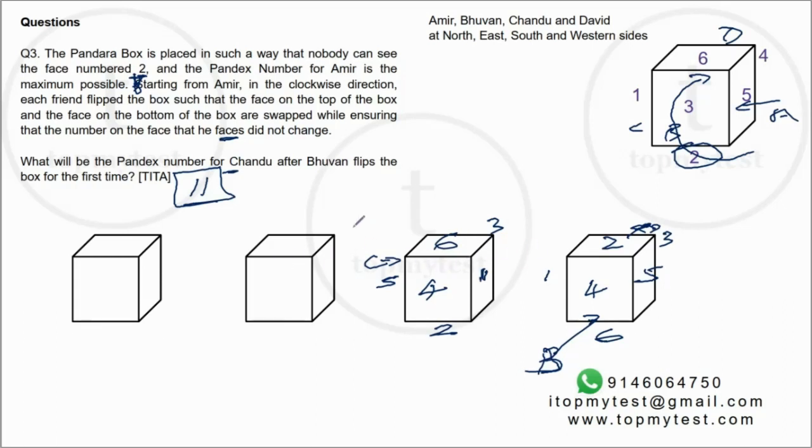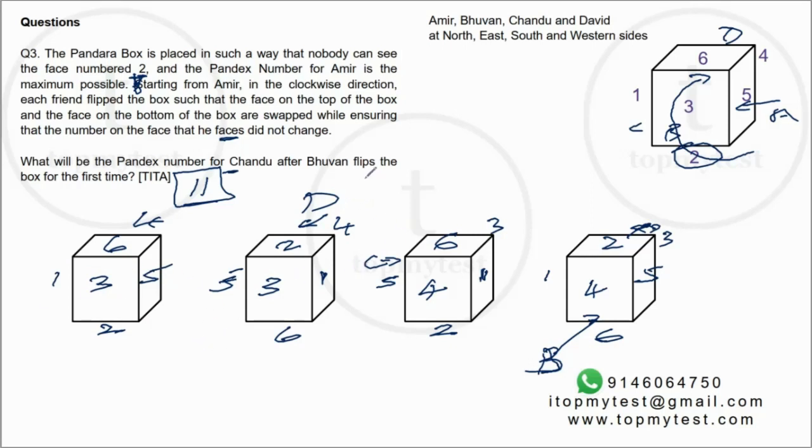Chandu will flip next. So when Chandu flips, 5 and 1 will be in the same place. But 4, 3 and 6, 2 will interchange positions. So 2 will come on top, 6 will come on bottom, 3 will come to front, and 4 will go to the back, right? This is the cube that David has to work with. Now when David flips, 4 will stay in the same place, 3 will come to the front, 6 and 2 will interchange the spots, and 5 and 1 will interchange their spots.